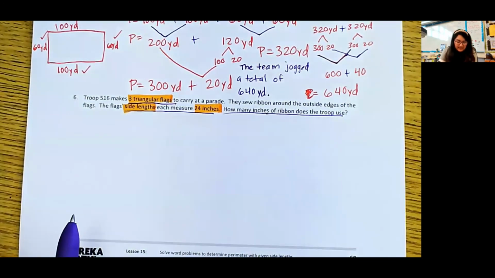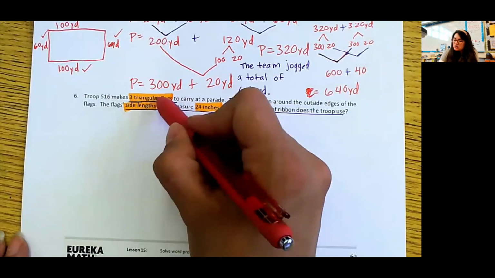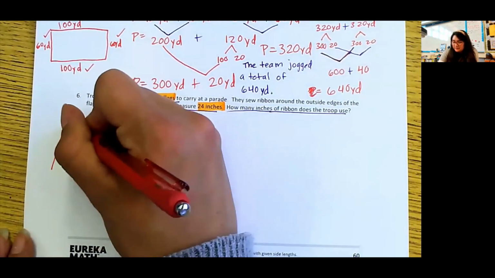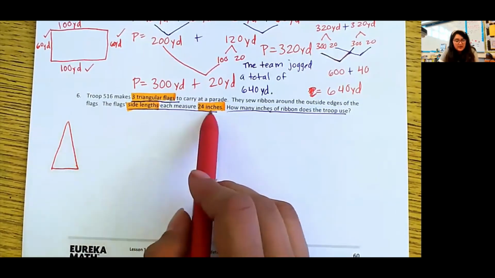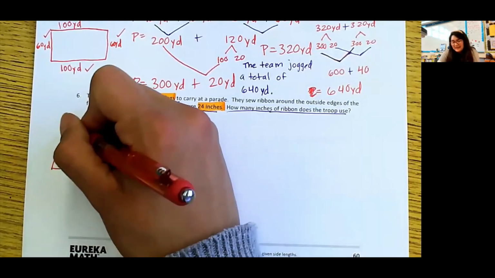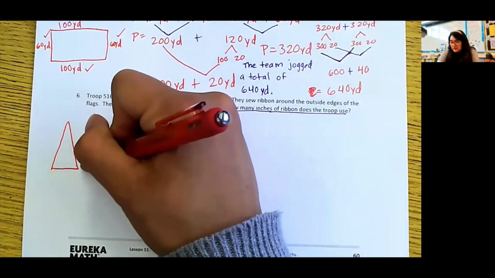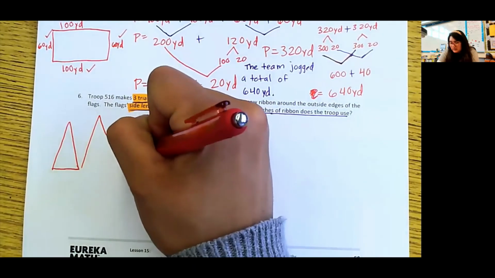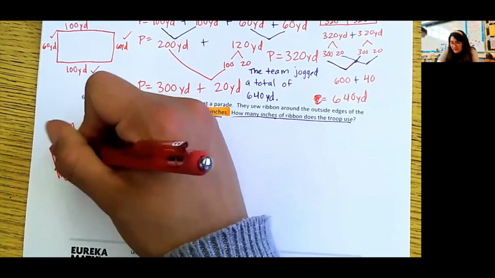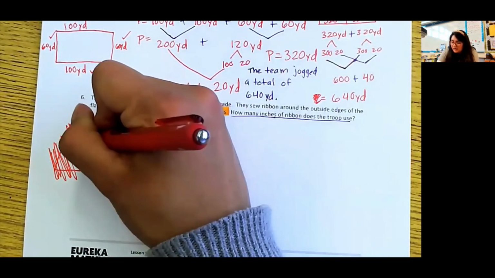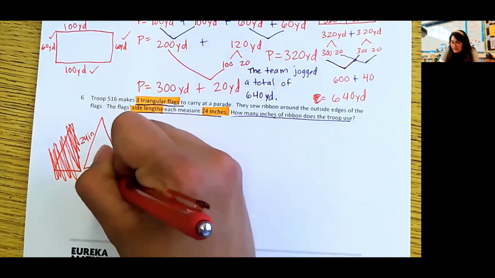Okay, so first I'm going to do what I always do, and I'm going to draw my shape. My shape is a triangle. Do I know my side lengths? Yes, the side lengths each measure 24 inches. So I'm going to label. This isn't actually accurate because it should be equal all around. I'm going to make another one. This is a little more accurate. Okay, so I have 24 inches, 24 inches, and 24 inches.